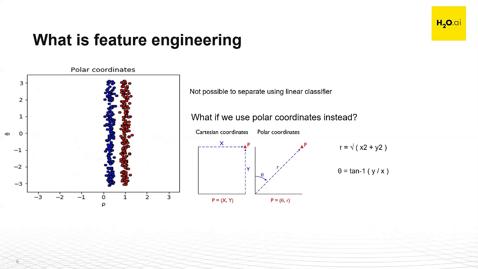I can then transform my X and Y coordinates into these P and theta coordinates that you see on the left side of the screen, which are then easily separated with a single line. And this is the power of feature engineering.